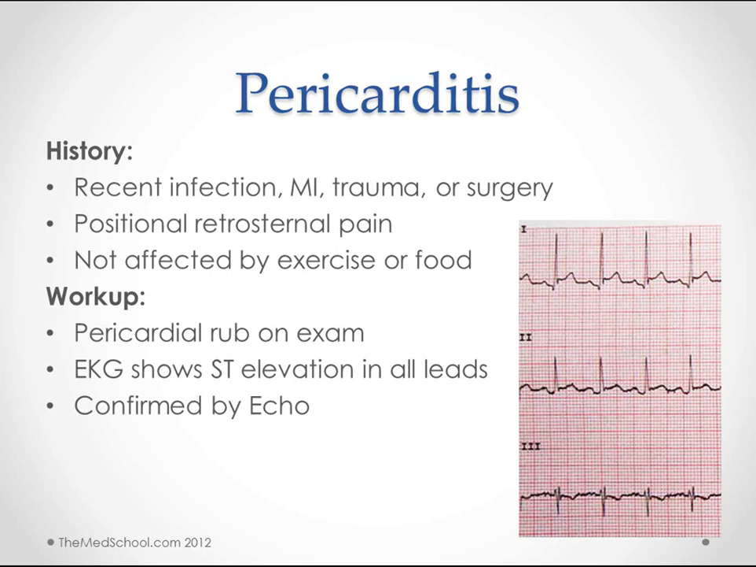If somebody comes in with this chest pain, of course you're going to work them up for any type of heart pathology. So you're going to listen to the heart and the lungs, and you'll hear a pericardial rub on exam. You can go to YouTube and look up what that sounds like. And then EKG, like we have here on the right, shows ST elevation in all leads. We know that other cardiac pathology causes ST elevation, but then we're going to do an echocardiogram, and that's how we confirm the diagnosis.